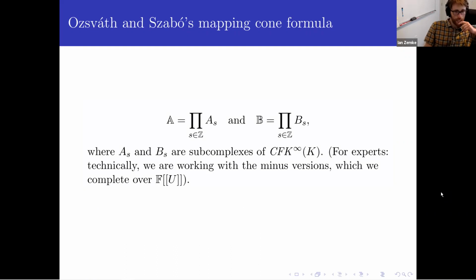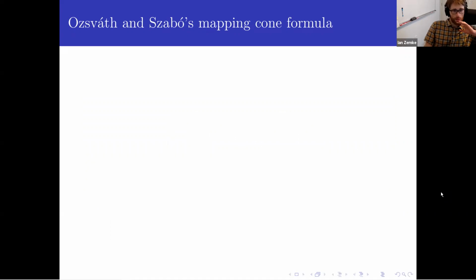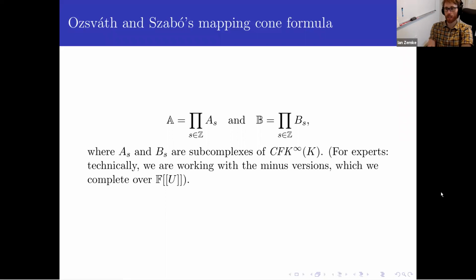And so I think I'd like to say a little bit more about what all of these gadgets are. So remember, we have this A and we have this B. What is A and B? Well, they're direct products of subcomplexes. So A, this bold A, is a direct product of a bunch of A's. And so somehow it's actually sometimes easier to work with the plus version instead of the minus version, because for the plus version you don't need these completions. You can work with direct sums instead of direct products.